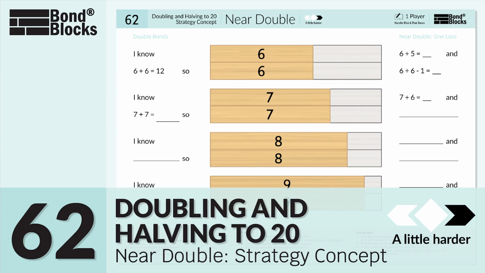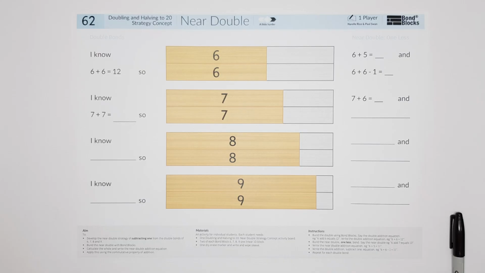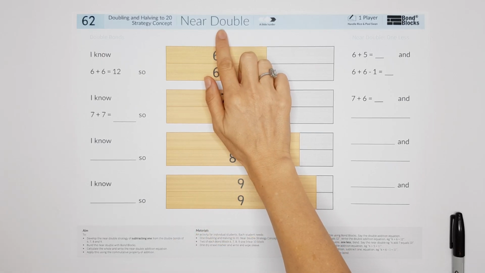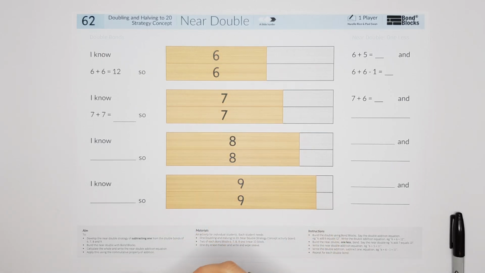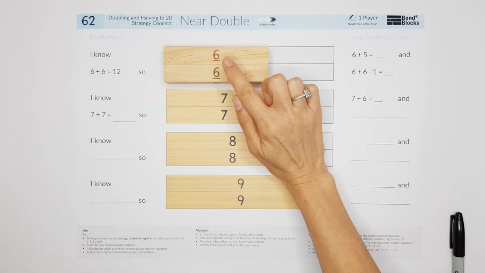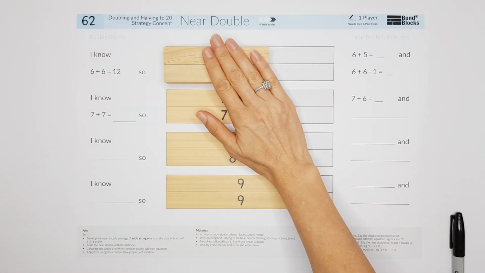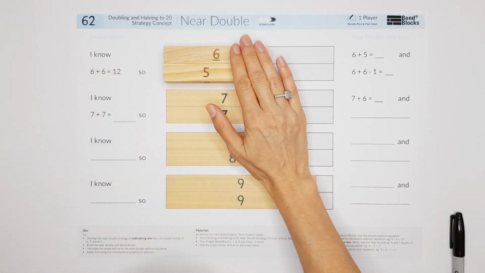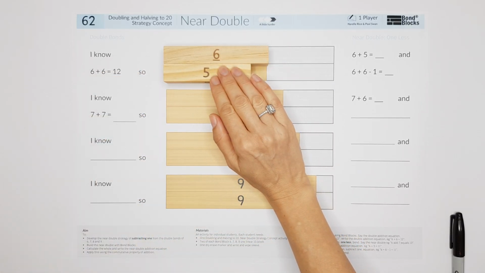Welcome to Activity 62, A Little Harder. In this activity, we will be developing the strategy of near double that's one less. For example, I know 6 add 6 equals 12. So one less than this, 6 add 5 would be equal to 11.